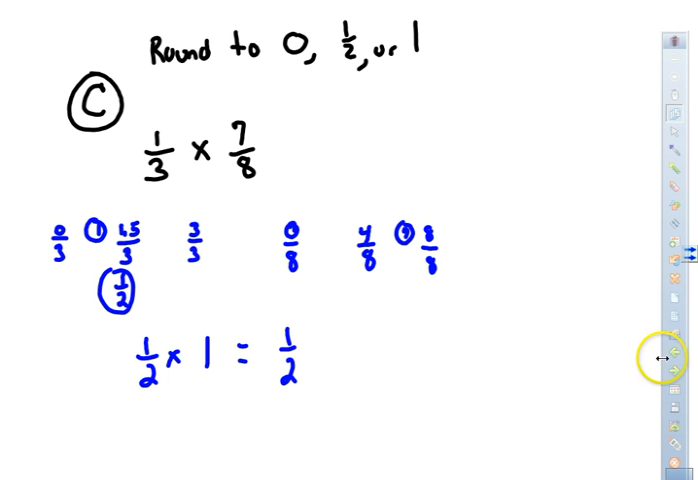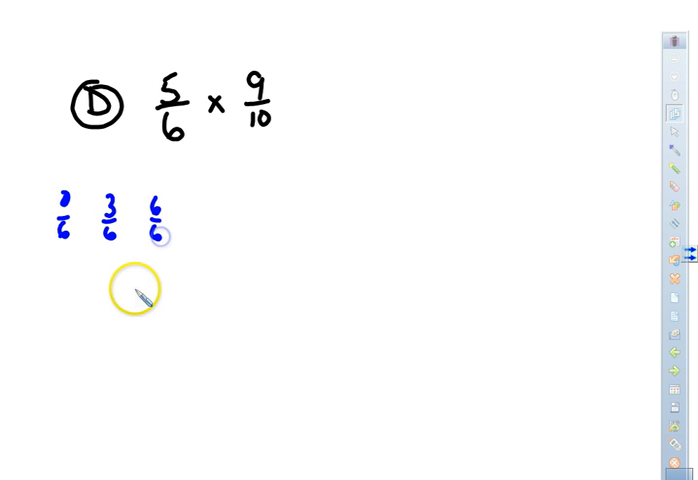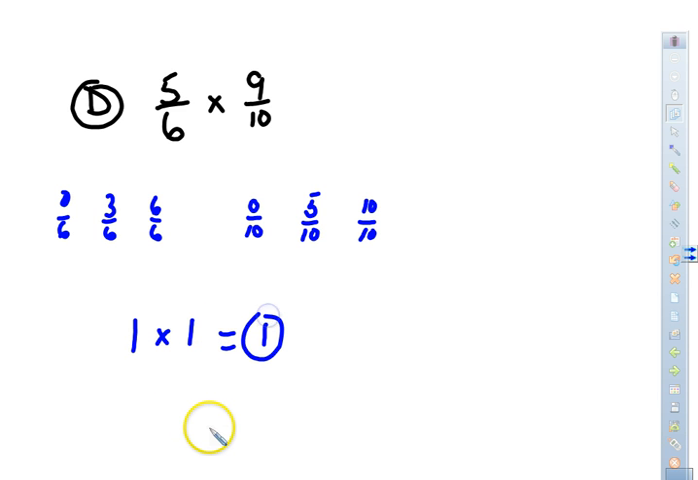Okay, so let's go ahead and look at our next one. Go ahead and hit pause and solve this. Well, my 5/6, again 0/6, 3/6, and 6/6. 5 is closer to my 6/6, which equals 1 whole. My 9/10 would be 0/10, 5/10 for a half, and 10/10 for 1 whole. 9 is closer to the 10, therefore it is 1 whole, and 1 times 1 is 1.